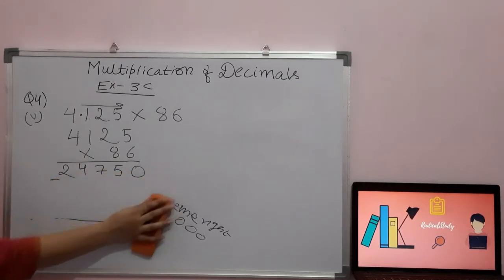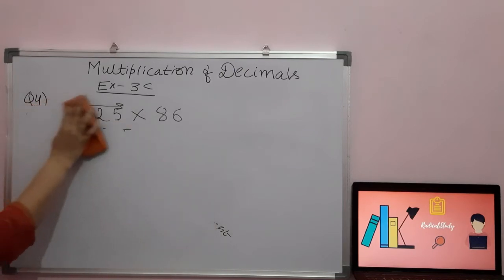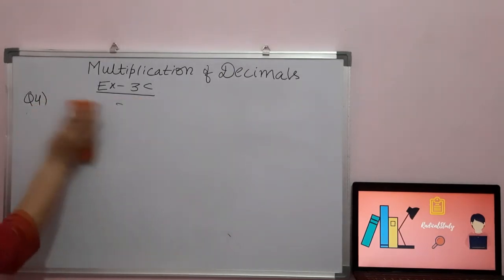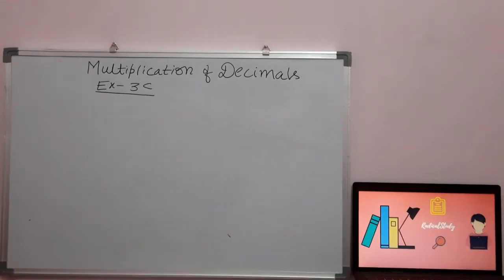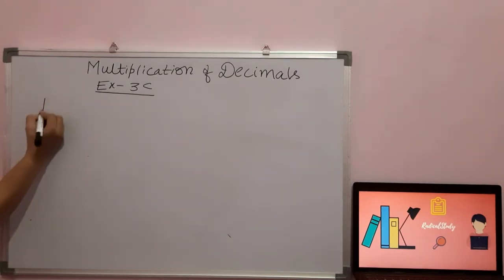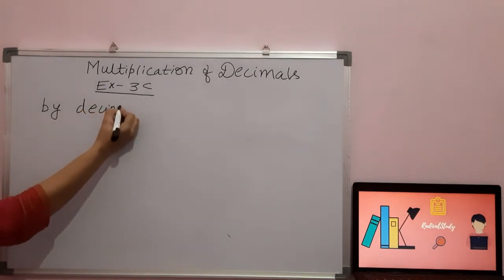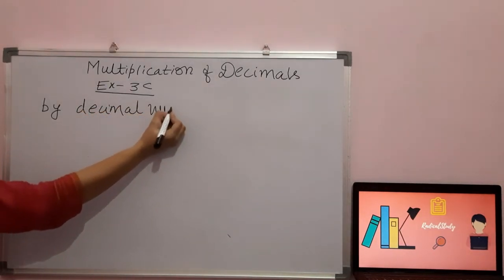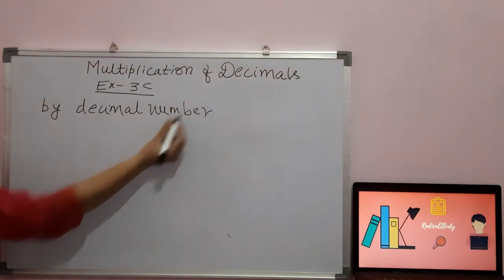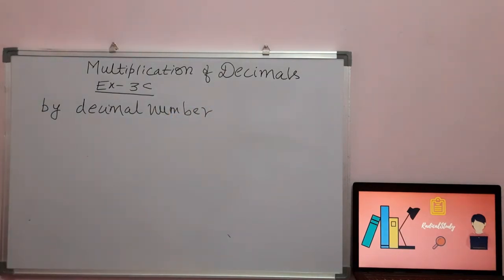Now I am going to explain you the next question, that is question number 5. So students, please pay attention. For that I have to explain you another topic of multiplication, which will be multiplication of a decimal not by a whole number. Here the multiplication will be एक डेसिमल नंबर का दूसरे डेसिमल नंबर से, by decimal numbers. हम लोगों को एक डेसिमल नंबर का दूसरे डेसिमल नंबर से मल्टीप्लिकेशन करना है.